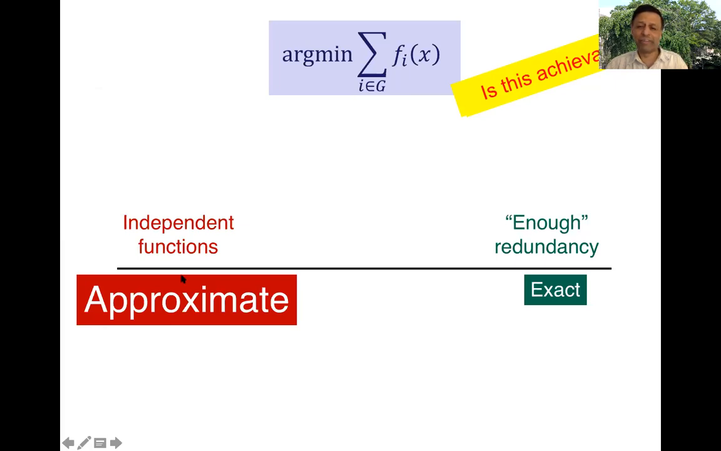What I showed you is that if the functions are independent, then this objective is unachievable, but we can approximate it, as I'm going to show you on the next slide. Or if you have a lot of redundancy, and I told you exactly what enough redundancy means, I gave you a tight condition on redundancy, under which you can actually solve that problem exactly.